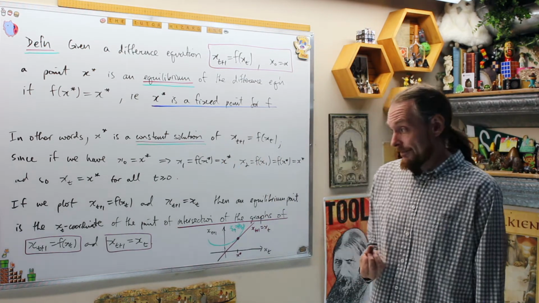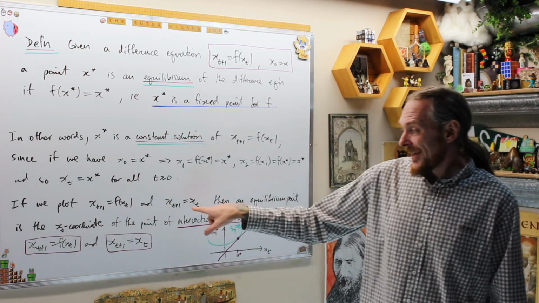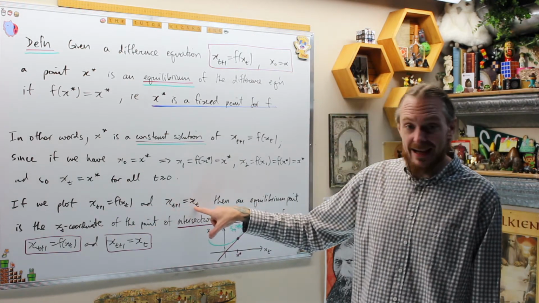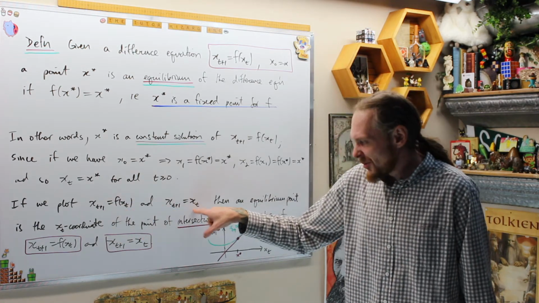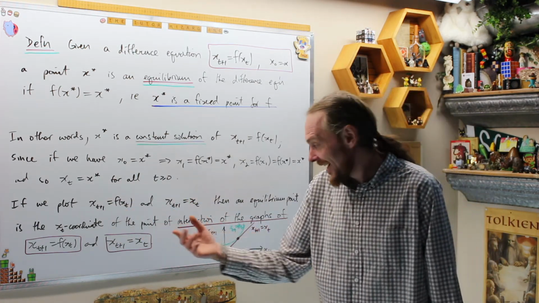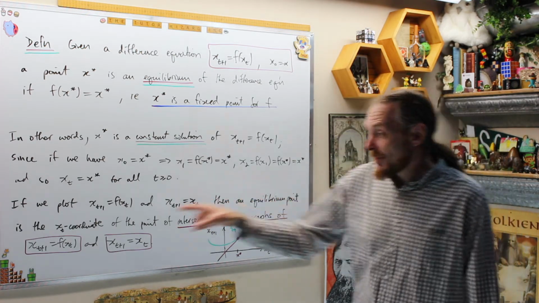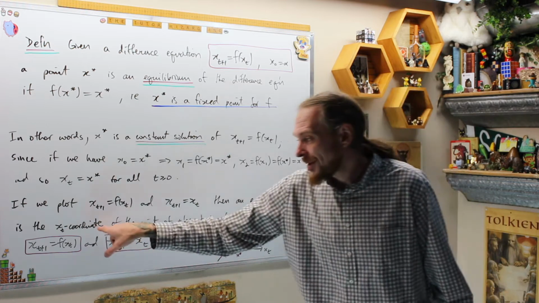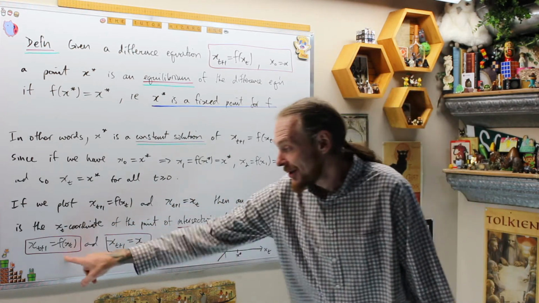Therefore, if we plot this guy, x t plus 1 equals f of x, and x t plus 1 equals x, think of this as y equals f of x, and y equals x in the x t plus 1, x t plane. Then the equilibrium points are going to be the x t coordinate, or the x coordinate of where these two curves intersect each other.